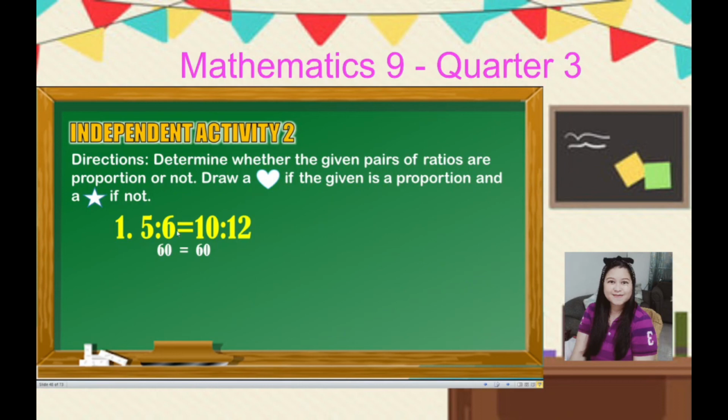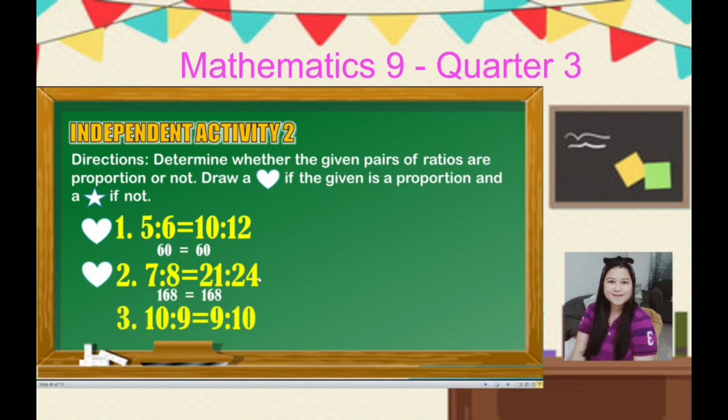So, when we multiply 6 and 10, that is 60. 5 and 12, that is 60. They are equal, so it is a heart. Another one, 7:8 is equal to 21:24. So, getting the product of the means and the extremes. Anong product ng means natin at saka ng extremes? So, that will be 168 is equal to 168. So, therefore, is it a star or a heart? So, it is also a heart.